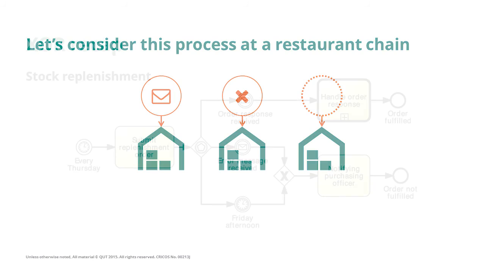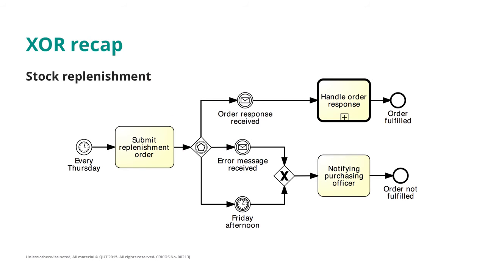So let's take a look at the solution for this stock replenishment process. Every Thursday this process starts, so we have a start timer event, and it starts by submitting the replenishment order. Now we have three options, and they are all mutually exclusive, so we need to use an XOR split. But in this case, it's an event-based XOR split because the decision is made from the outside of the process. So it's made by the process environment, which in this case would be the supplier.